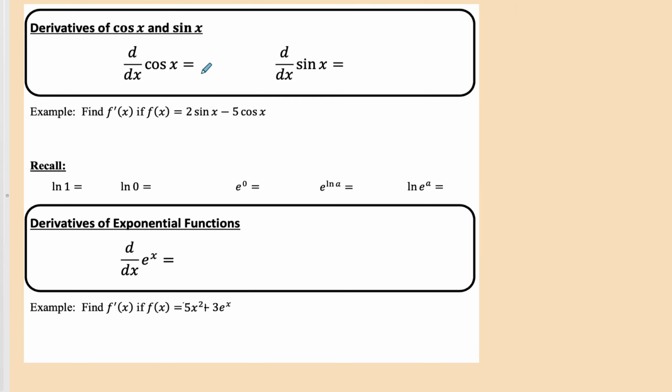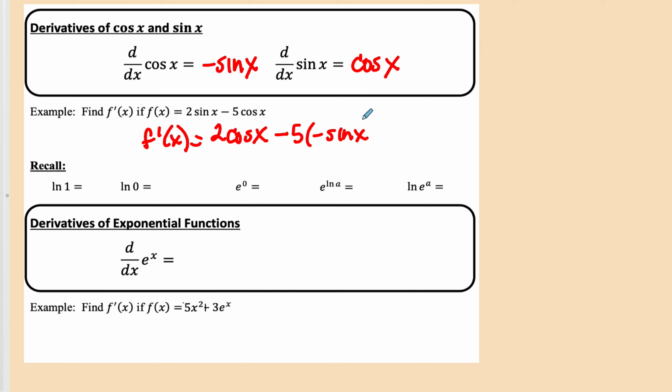Okay, so let's summarize. The derivative of cosine x is negative sine x, and the derivative of sine x is cosine x. We're going to use these rules to figure out the derivative. So the derivative of f(x) is equal to, now this is a constant times a function, so this will be 2 cosine of x minus, and this is a constant times a function, so it'll be the constant, and the derivative of cosine is negative sine x. And we're going to clean it up, and it'll be 2 cosine of x plus 5 sine of x.